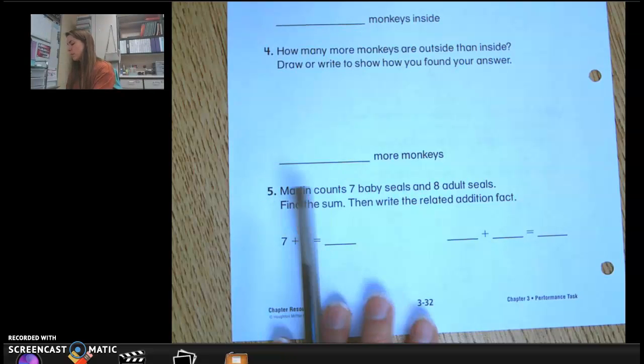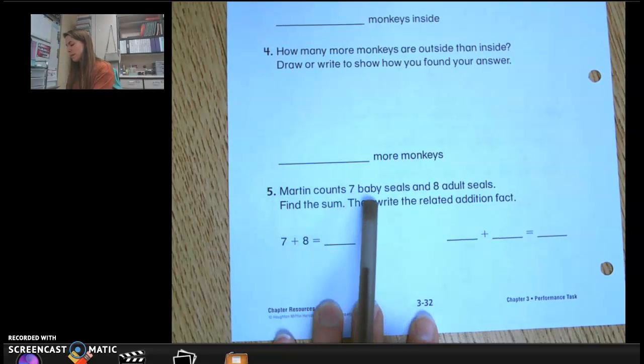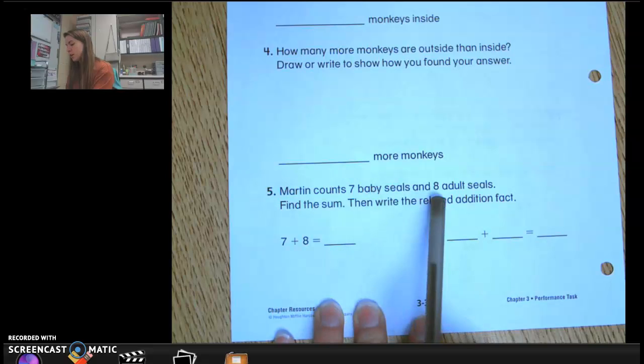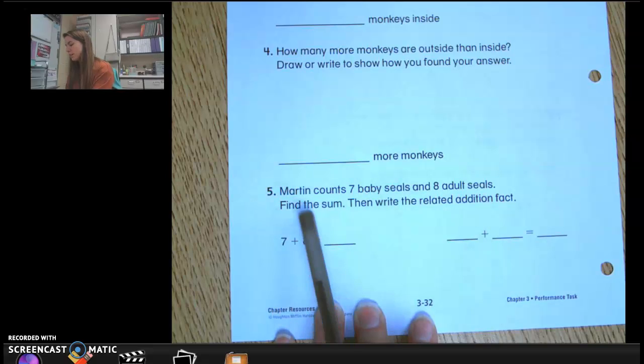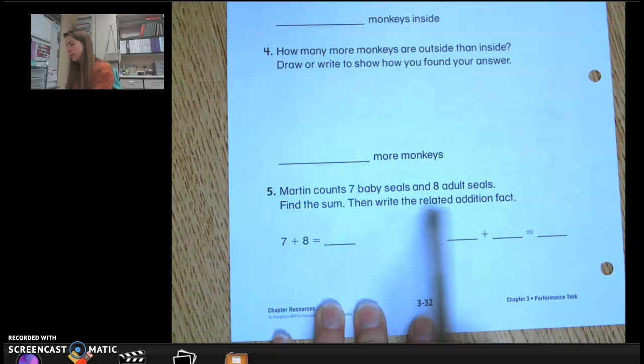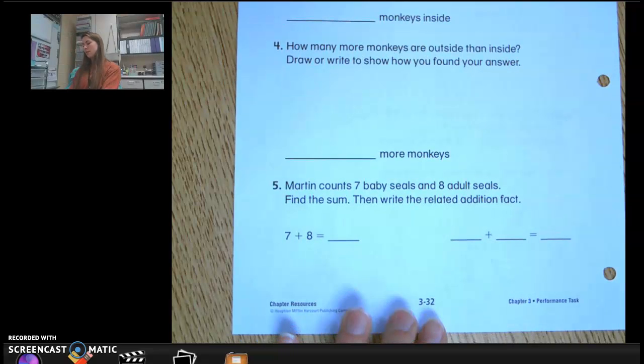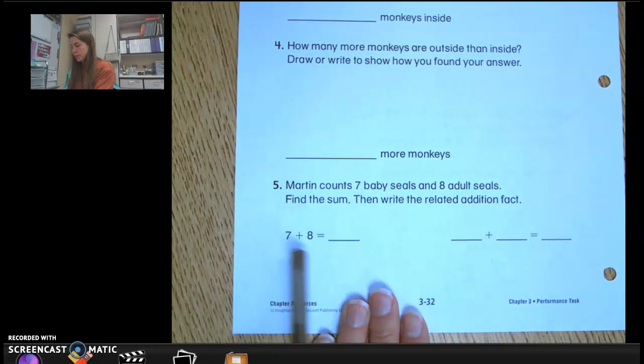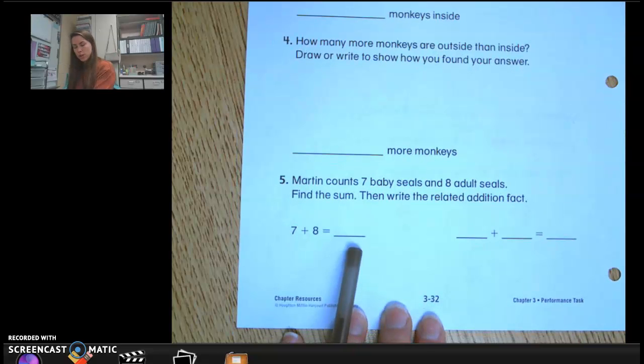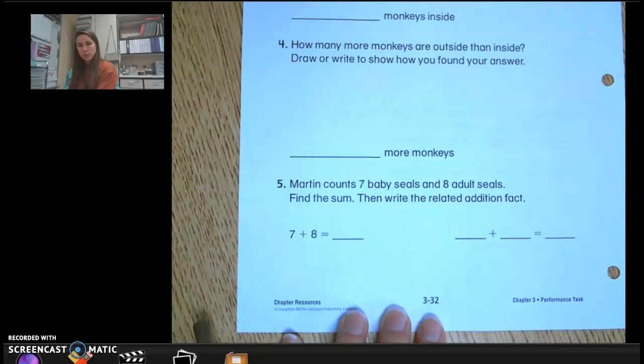Number 5. Martin counts 7 baby seals and 8 adult seals. Find the sum, then write the related addition fact. Okay, so 7 baby seals plus 8 adult seals equals, you can draw a picture if you need to.